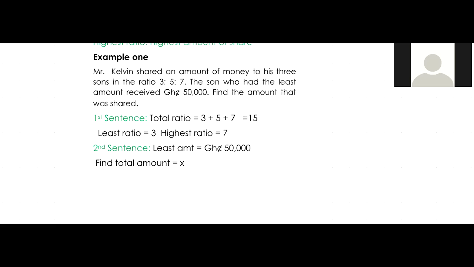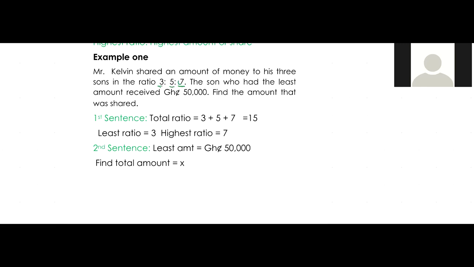Normally, you go through it line by line and you try to understand the descriptions over there. So from our first sentence, we can look for the total ratio, which is 3, 5, and 7. So it will give you 3 plus 5 plus 7, which is 15. Then the least ratio here is 3 portions, and the highest ratio there is the 7 portions, as we can see.